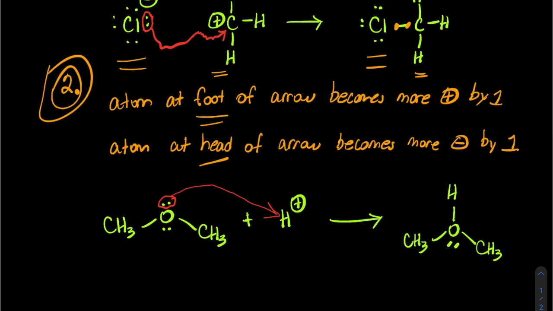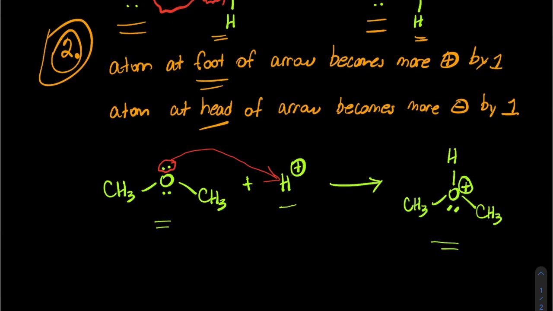The foot of the arrow is going to become more positive. So here it starts out with a charge of 0, so it becomes more positive, so it becomes plus over here. So we want to put a formal charge of plus on that oxygen. And let's look at the head of the arrow. The arrow is pointing to H plus, so the head of the arrow becomes more negative by 1. So here it's plus 1, we add a -1 charge to that, it becomes 0, so we don't do anything with the hydrogen. Okay? So that would be that chemical reaction.